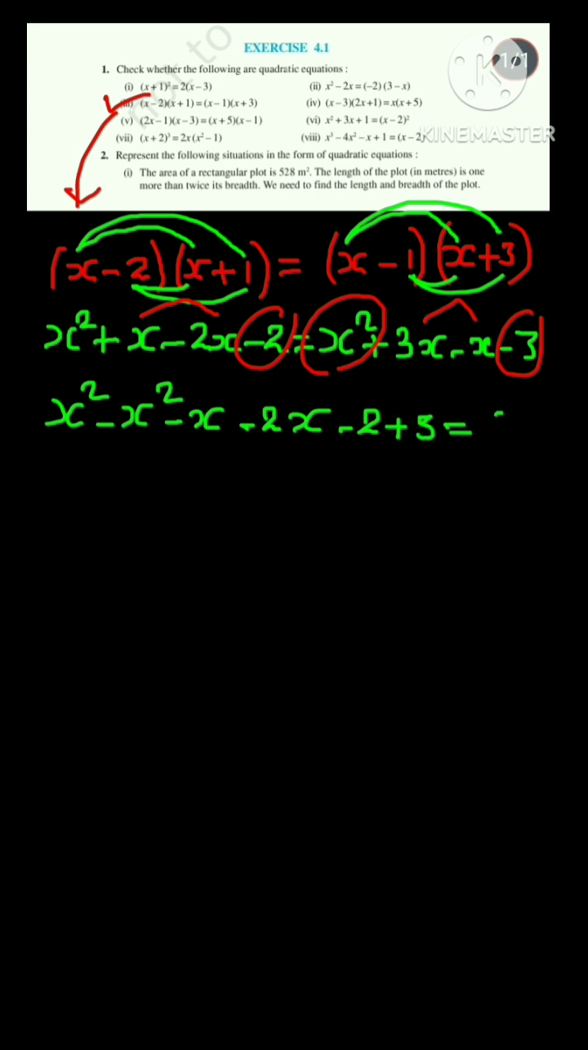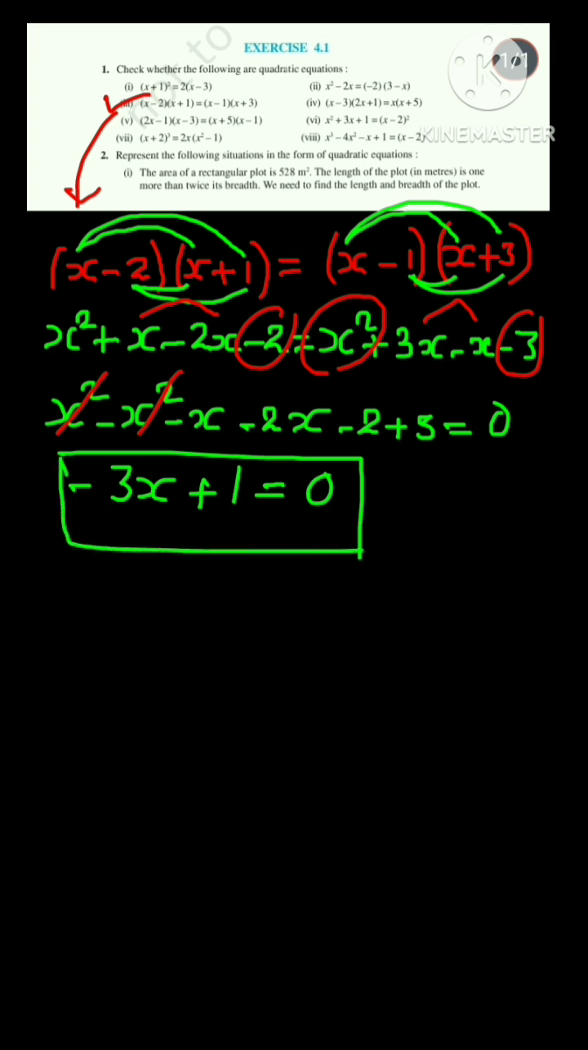equal to 0. Now plus x square and minus x square will be cancelled out, and here minus x minus 2x, after adding we obtain minus 3x, and here minus 2 plus 3, after subtracting we obtain plus 1 equal to 0. Okay, now we came to know this equation has degree of 1. So in answer we can write it is not a quadratic equation, right?